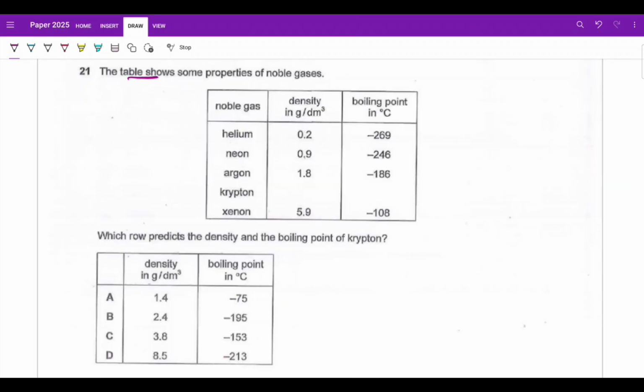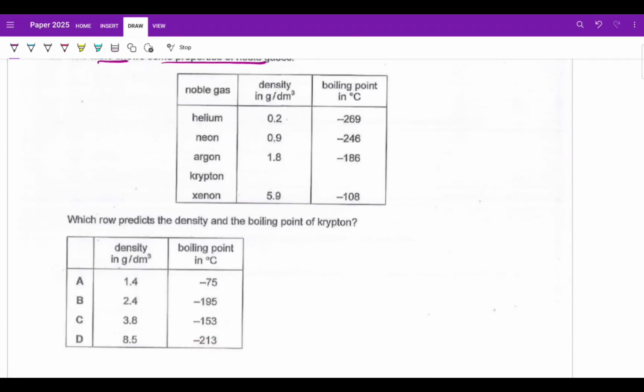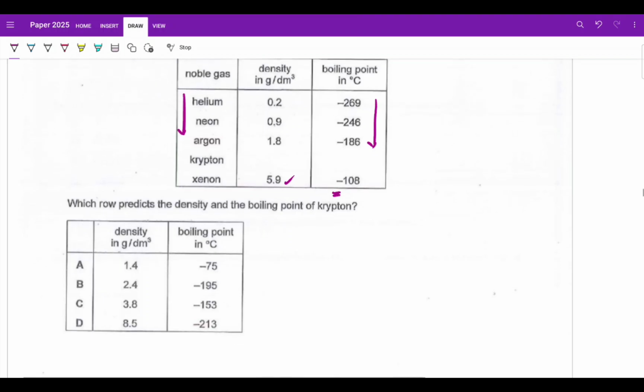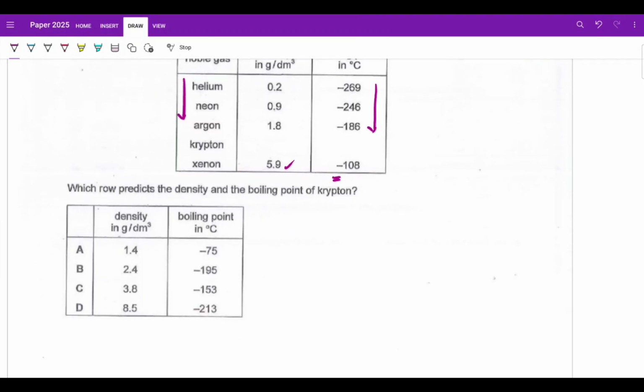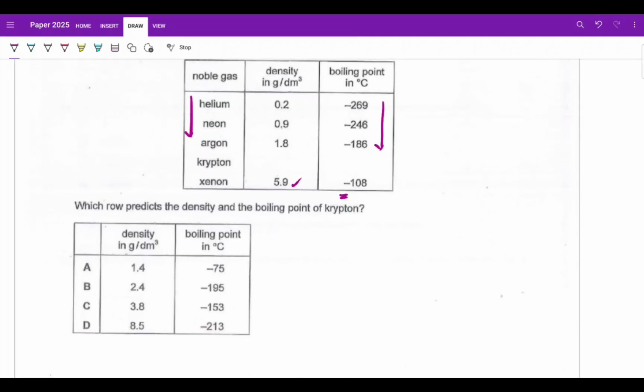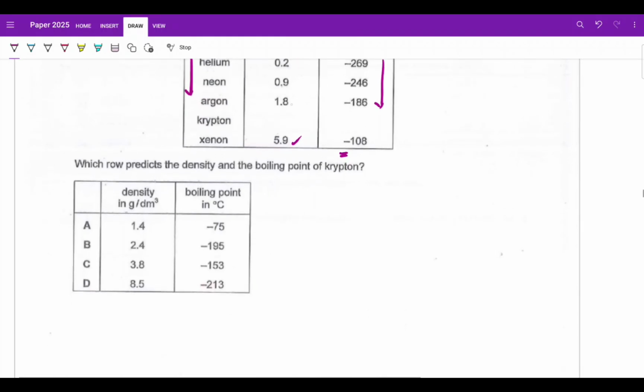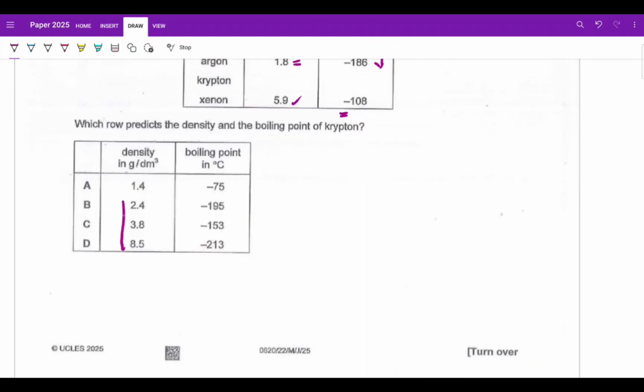Question 21, the table shows some properties of noble gases. Helium density 0.2, 0.9, 1.8 and 5.9. As we are moving down, density is increasing. And also the boiling point is increasing. A decrease in negative value means an increase in boiling point. Minus 267, 269 is lower than minus 108, therefore it is a higher boiling point. As I move down, we know density should increase. I have to look for increasing density that is greater than 1.8. All three options could be.